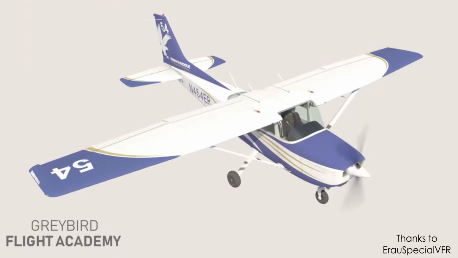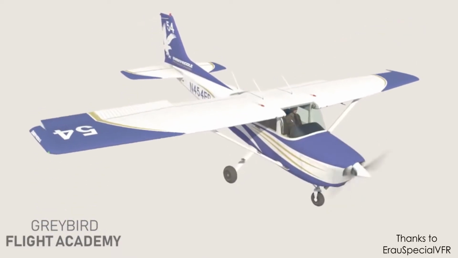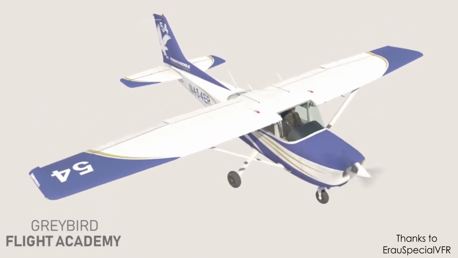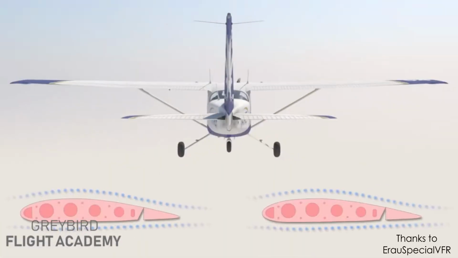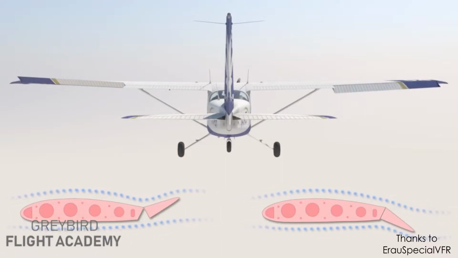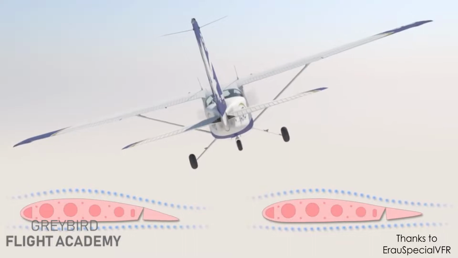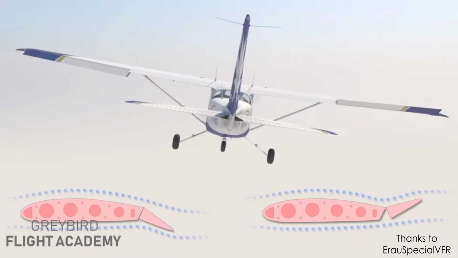The ailerons are located on the back end of the wings out towards the tip and control the aircraft's roll or bank. When the pilot moves the controls to the left, the left aileron is deflected up, creating a downward force, and the right aileron is deflected down, creating an upward force. This results in the airplane rolling to the left. The opposite would happen if the pilot were to move the controls to the right.